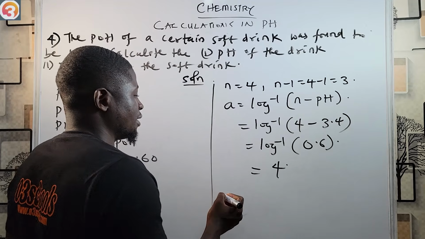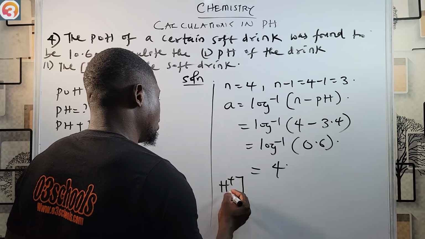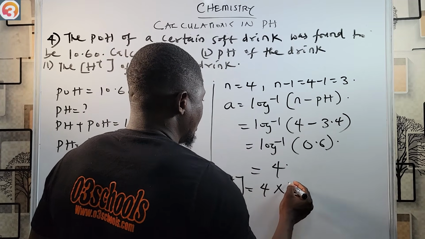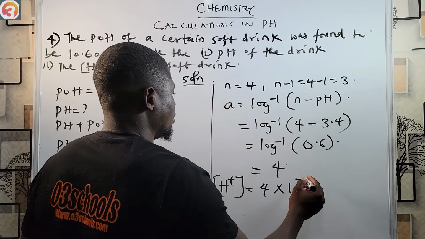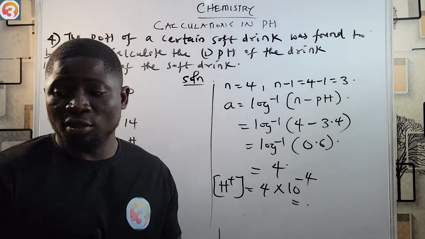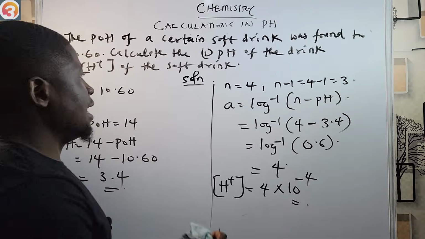So our hydrogen ion concentration will be equal to what now? A, which is 4, times 10 raised to the power minus N, which is 4. Simple as ABC. All right, so we'll take the last question and then we'll call it a day.